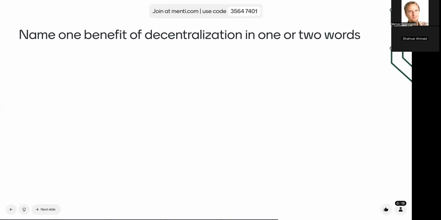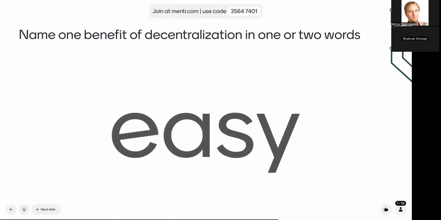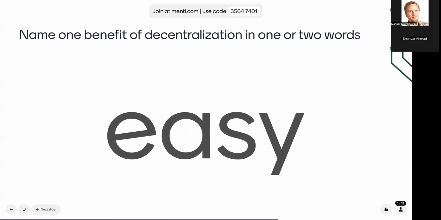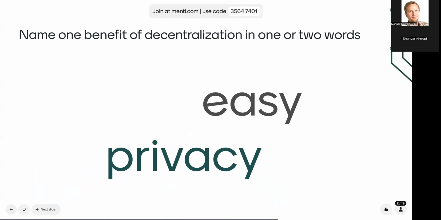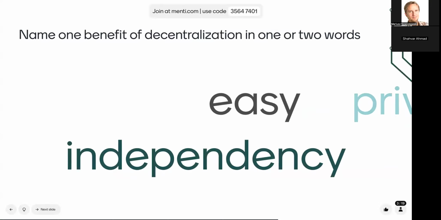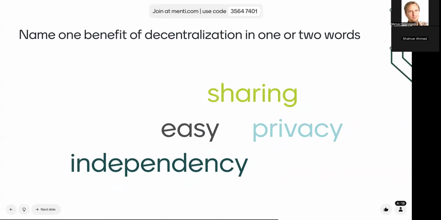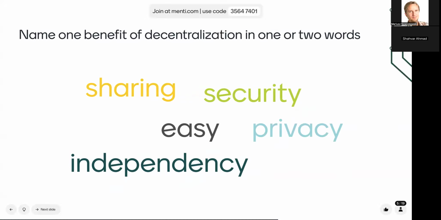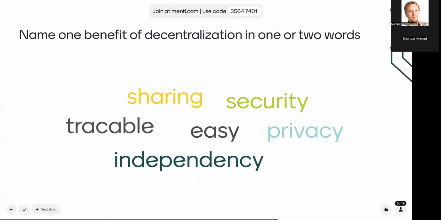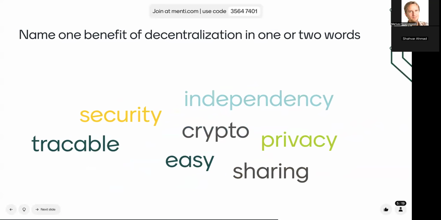So, okay, philosophical question. What are the benefits of decentralization? Why do we teach blockchain technology, or why do we talk about decentralization? What's the reason? What's the motivation? Yeah, so those are good answers.